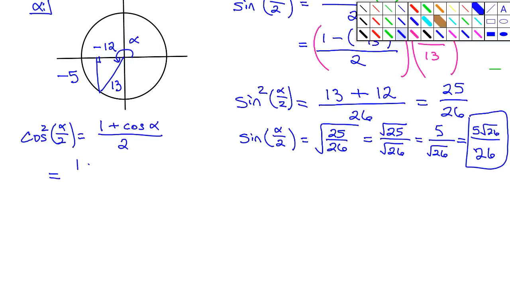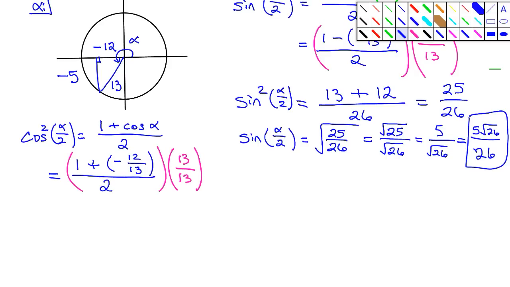The cosine of alpha, again, is negative 12 over 13 divided by 2. Go ahead and simplify this fraction by multiplying by 13 over 13. And we get 13 minus 12 over 26. This is equal to 1 over 26.